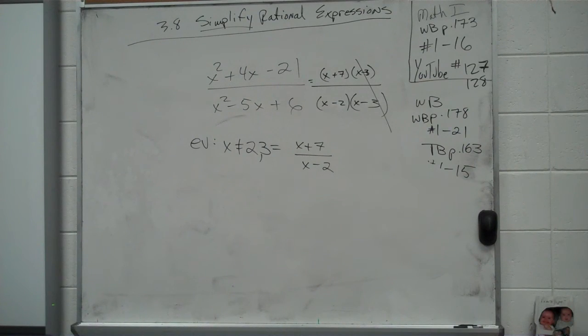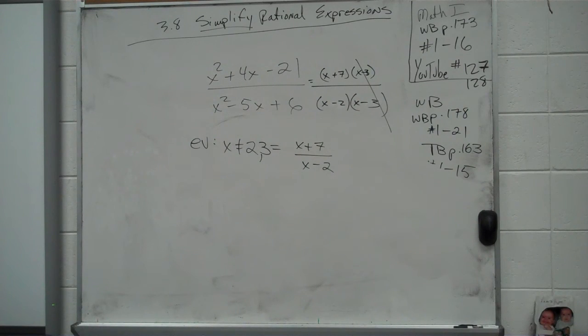Alright? Number 16, what would your excluded value be? 0. 0, very good. Number 21, what would your excluded value be on 21? Y'all be able to do it in your head. 10 and negative 10.